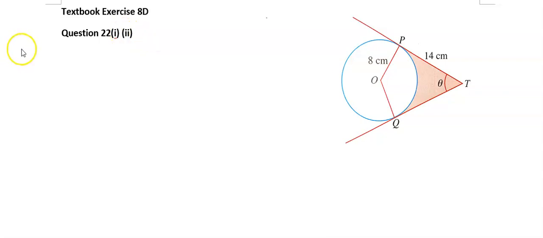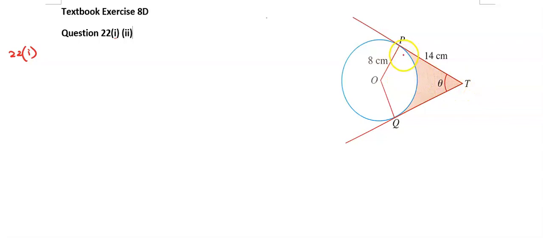Okay, in question 22, part 1, we are supposed to find the size of angle theta that's being marked out in the diagram. Alright, what we can do here is make use of the previous topic's knowledge, circle properties, because if we look at the diagram, T is an exterior point from the circle and we have two tangents here. PT is my tangent, TQ is also my tangent.